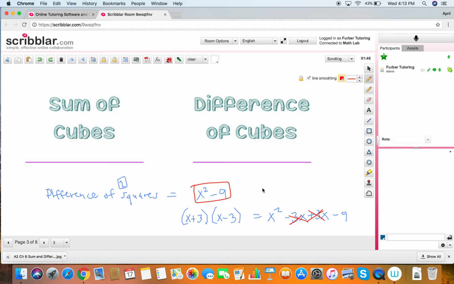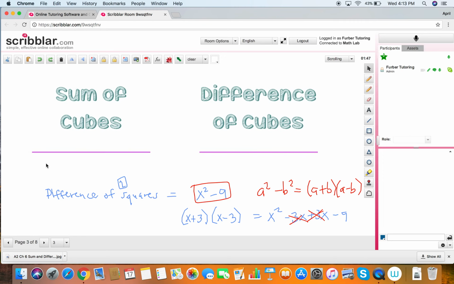And so the pattern was generally anytime that you had two numbers, whatever a and b were, a was x, b was 3, whenever you had two terms that had been made because they were squared, you had this pattern. One was plus, and one was minus, okay? With cubes, it's a little bit different, okay? But there's still a pattern.